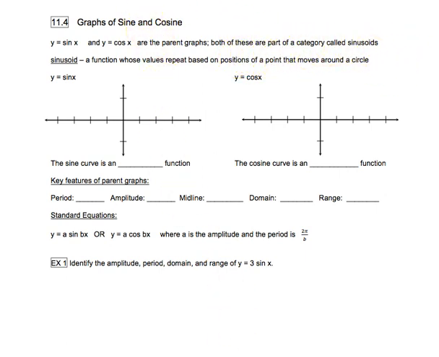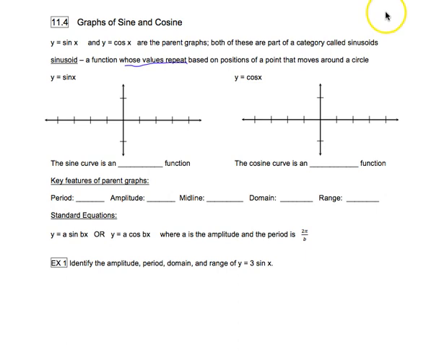Now, here's what always happens with these: people just look at this part and they say, oh, anything whose values repeat is a sinusoid. And that's not true. It has to be values that repeat based on positions of a point moving around the circle. And the circle that we'd be moving around in this case would be the unit circle.